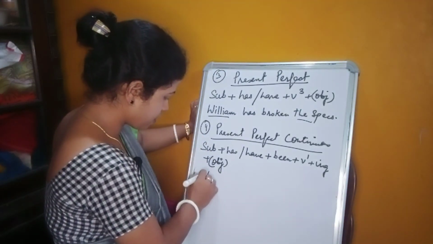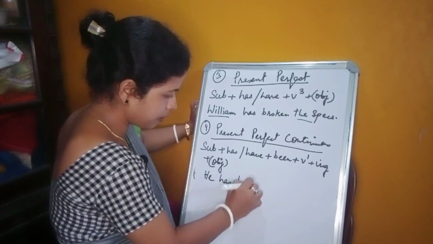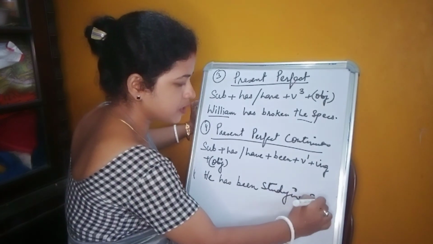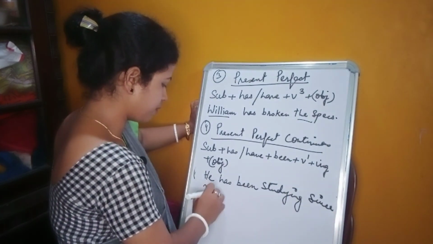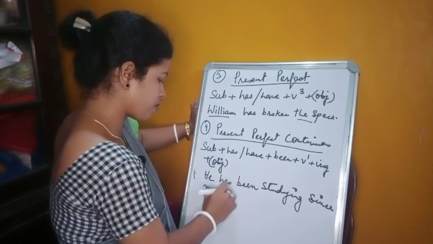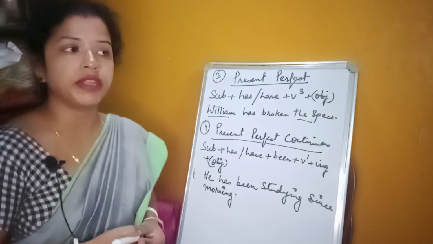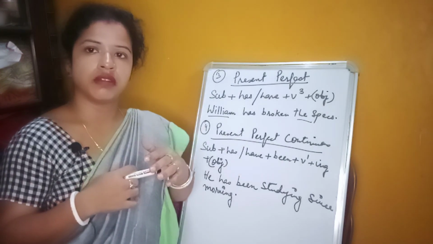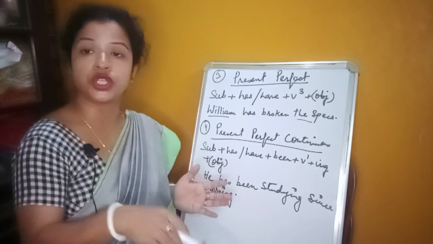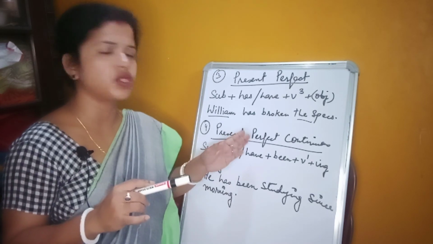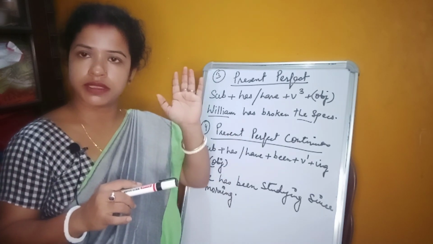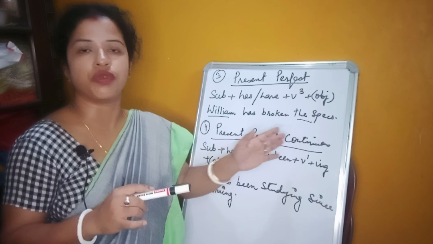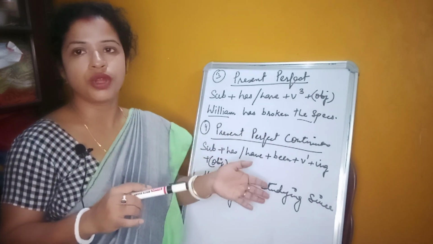For example, he has been studying since morning. If I say I have been living in this house for 10 years, the action started long back, but my process is still continuing. That is present perfect continuous. Perfect means things that took place in an early period, and the process is still continuing. That is the present perfect continuous tense.